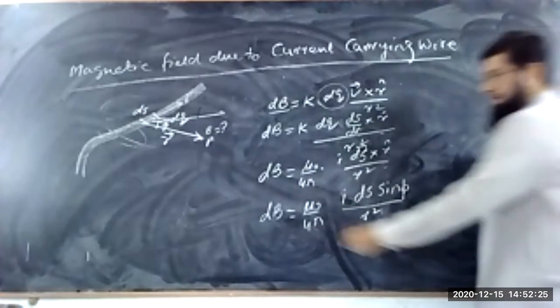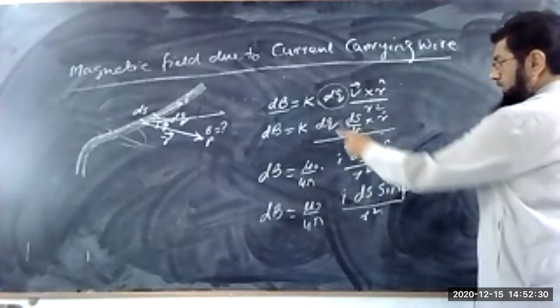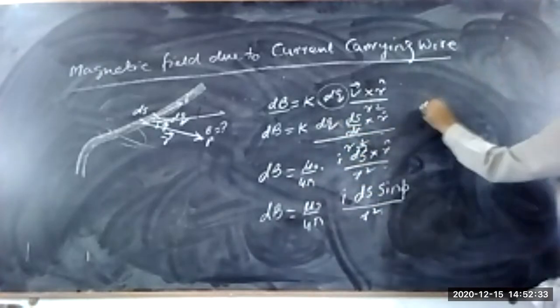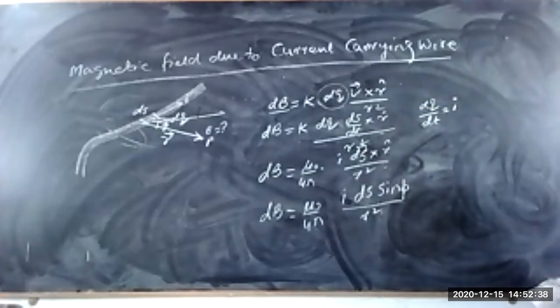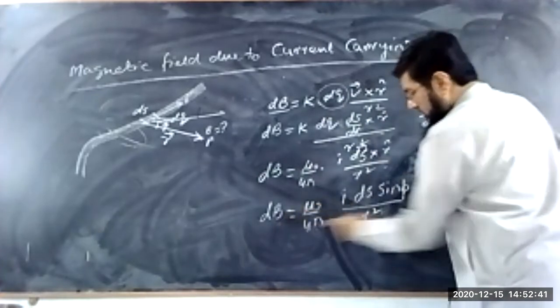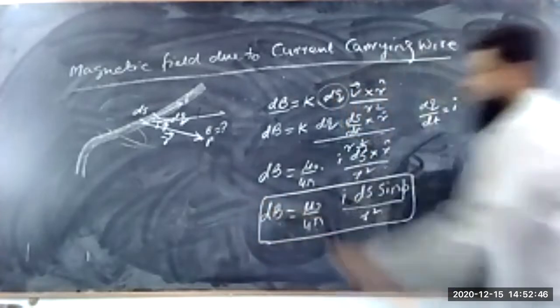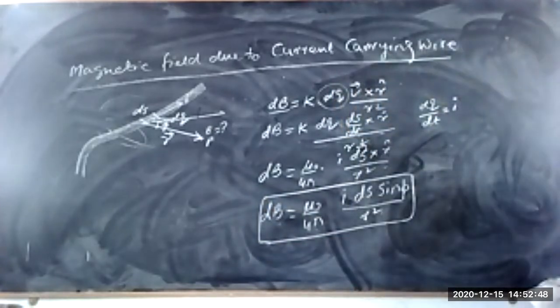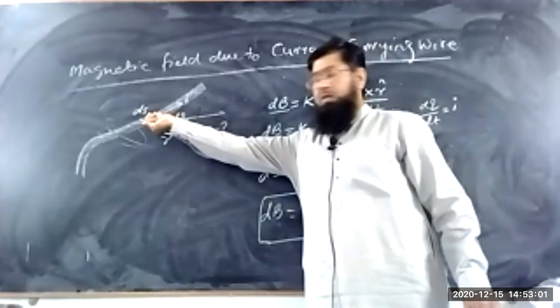So this is the magnetic field produced, because here dq over dt is equal to I, current. So here dB is equal to this. This is the magnetic field produced by the moving charges, or the magnetic field produced by the current. So now we have to find out the total magnetic field. This is the magnetic field produced by this small segment.